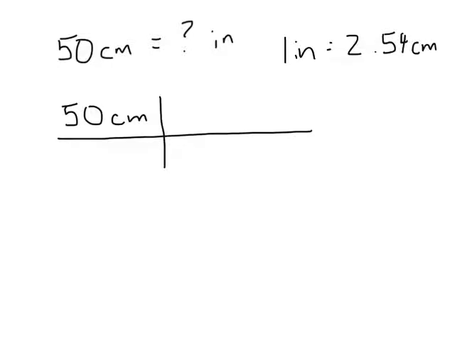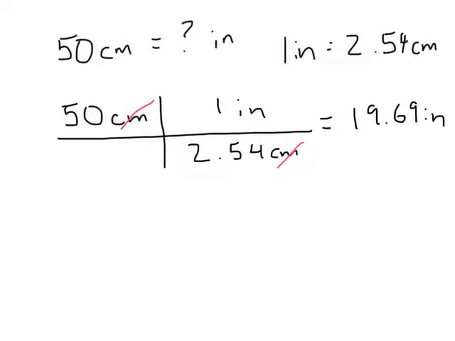So in one of the boxes I'm going to put 1 inch, and in one of the boxes I'm going to put 2.54. I have centimeters on the top, so that forces me to put the 2.54 centimeters on the bottom and the 1 inch on the top, and I'm doing that so that I can cancel out my centimeters. When it comes to calculating, multiply by everything on the top, divide by everything on the bottom. This is just a one step, so 50 divided by 2.54, and I get 19.69 inches as my answer.